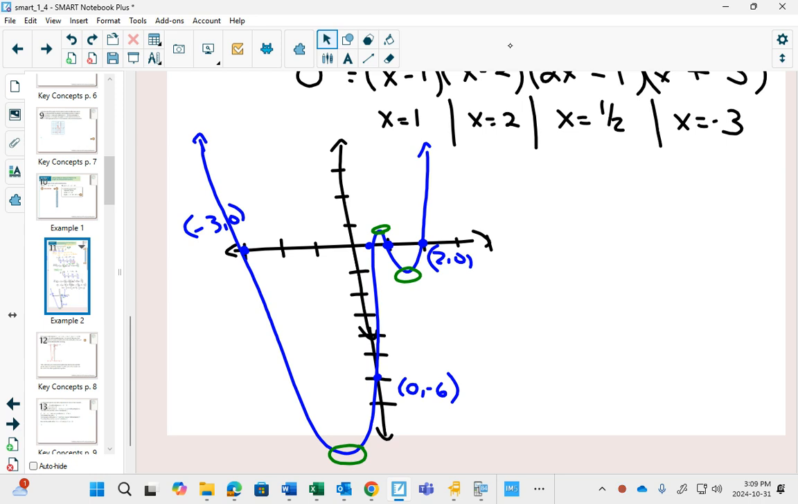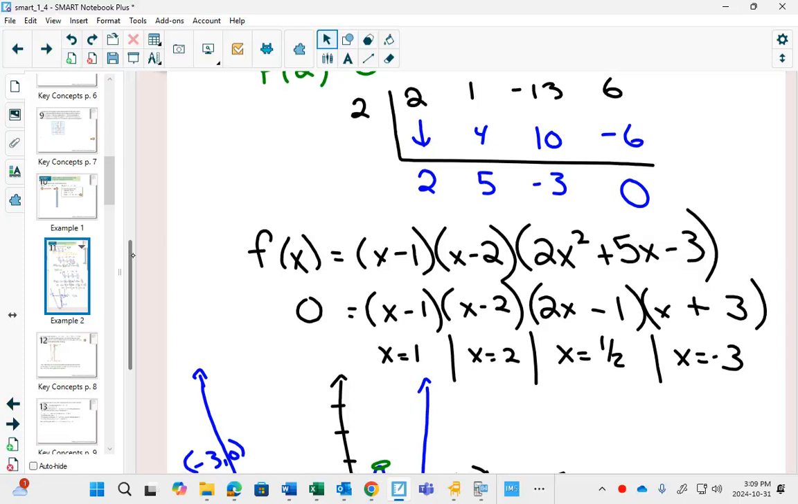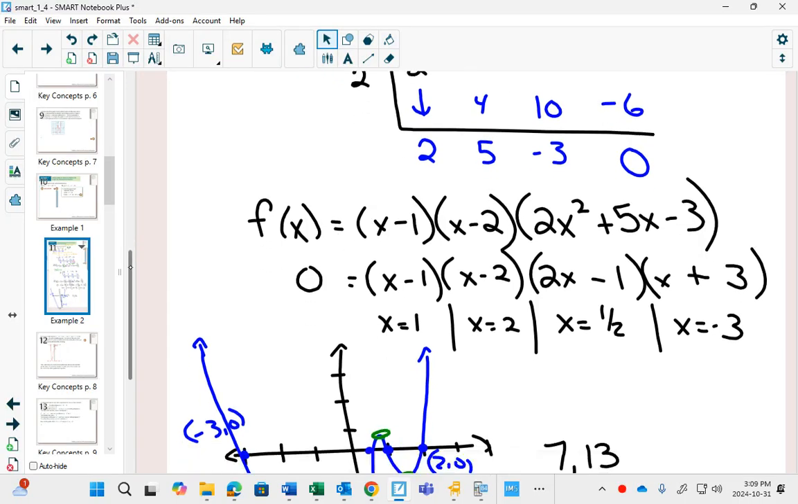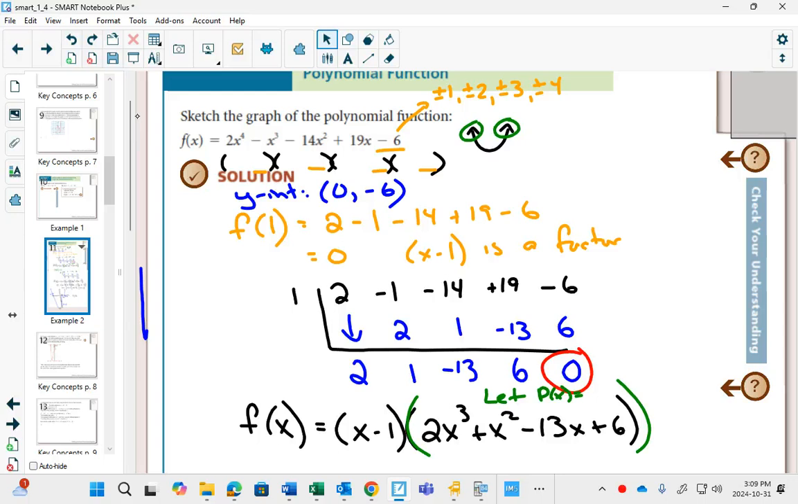Okay, so questions for practice after number 2 are 7 and 13. And you'll get more often ones that you actually have to factor to find the x-intercepts. So this is our improved strategy. Finding x-intercepts and y-intercepts and using the end behavior to graph.